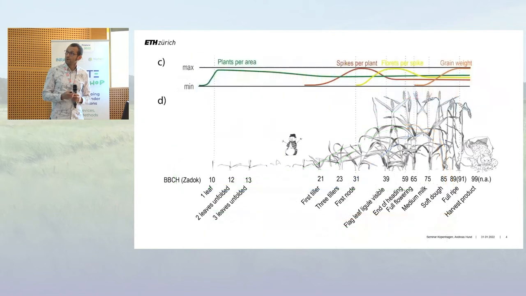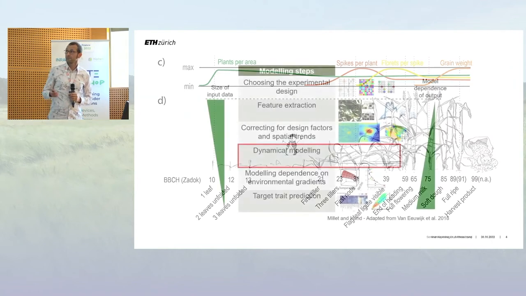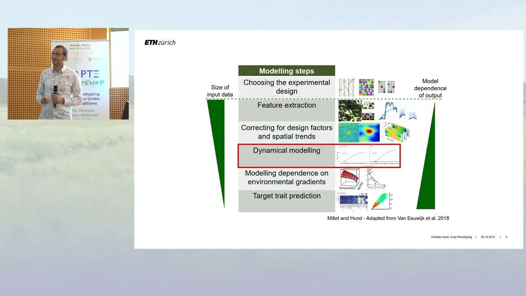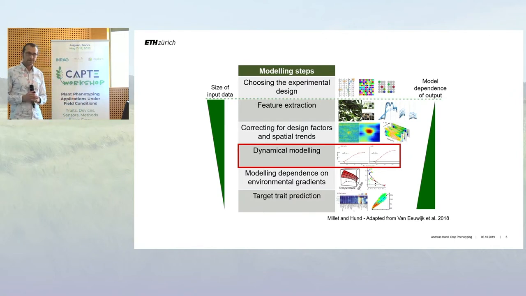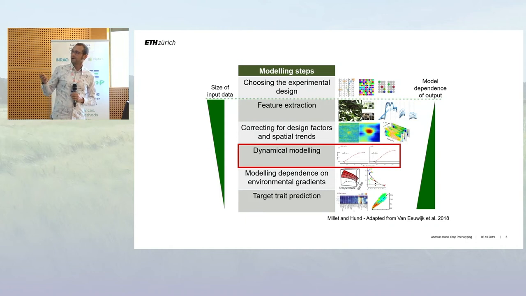This is the same thing again, and I realize it's not the right presentation, but anyway, I'll try to go through it. Here, I have to go back. We are going through a sequence of many different steps in modeling, and probably Fred van Eeuwijk will tell about all these modeling steps in detail, going from the experimental design to the trait prediction in the end.